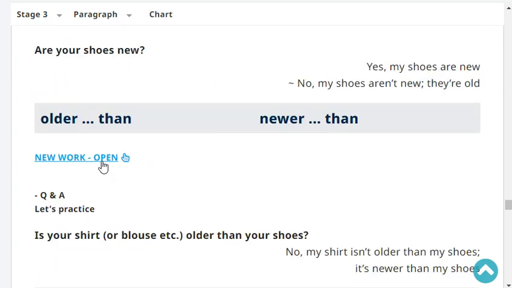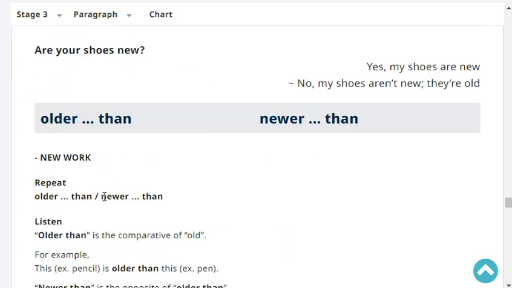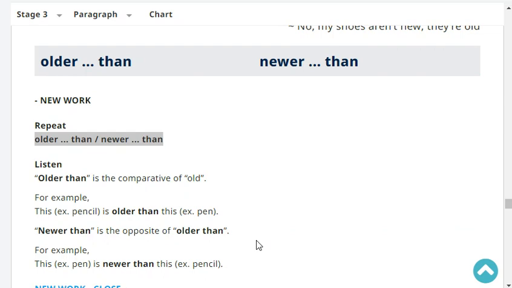Very good. Okay, next repeat. Older than. Newer than. Very good. Okay, listen. Older than is the comparative of old. For example, this pen is older than this book. Newer than is the opposite of older than. For example, this book is newer than this pen.